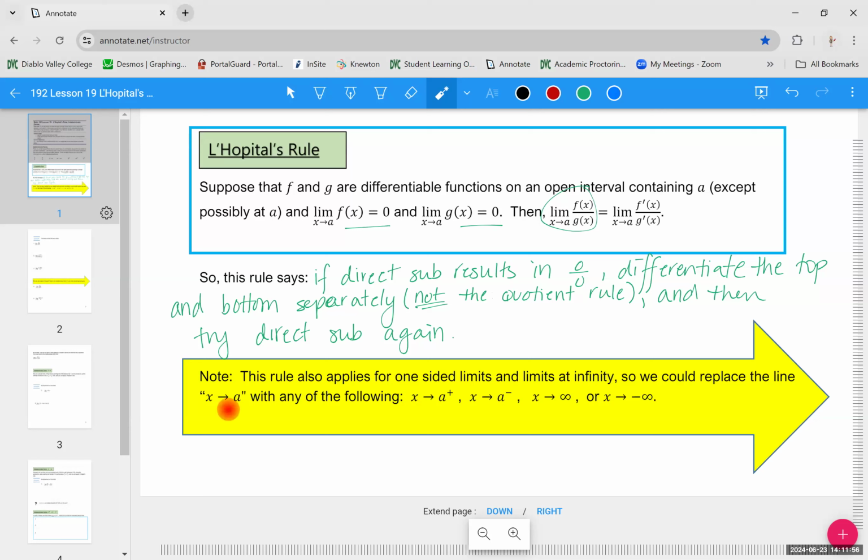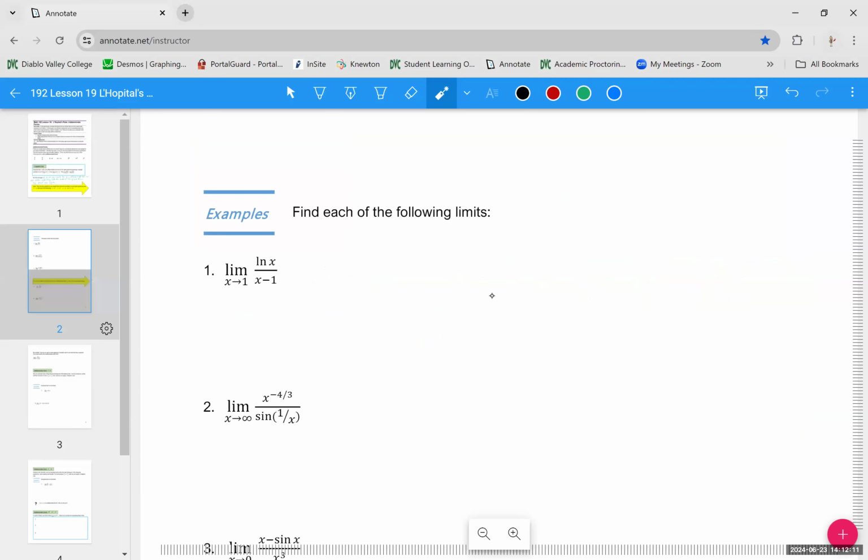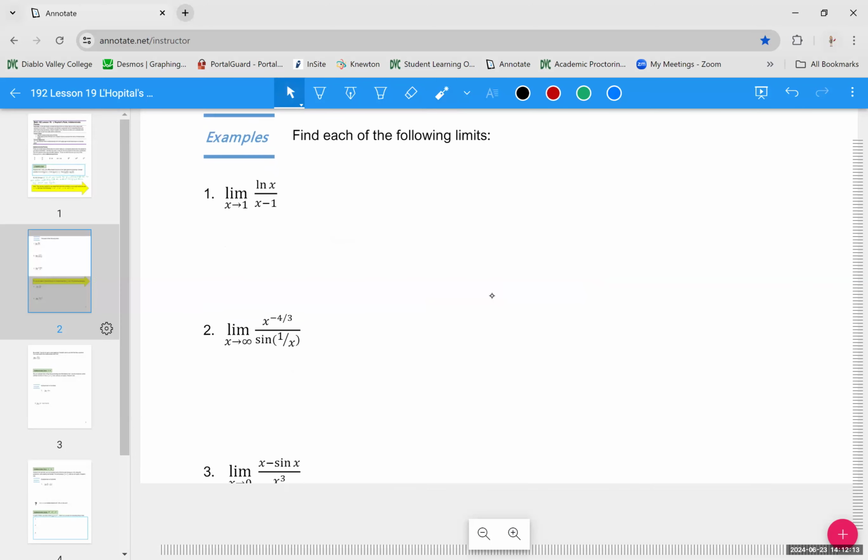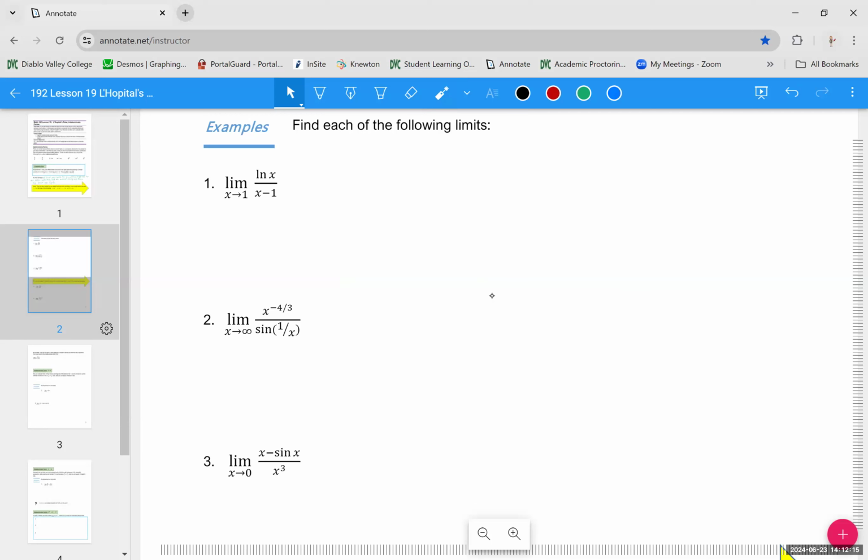And this little note here in the yellow arrow just tells us that we could have replaced this x approaches a with from the left or from the right, or approaches infinity or approaches negative infinity, all of the possible limits that we have already learned. So let's go ahead and try to apply this rule in some examples.